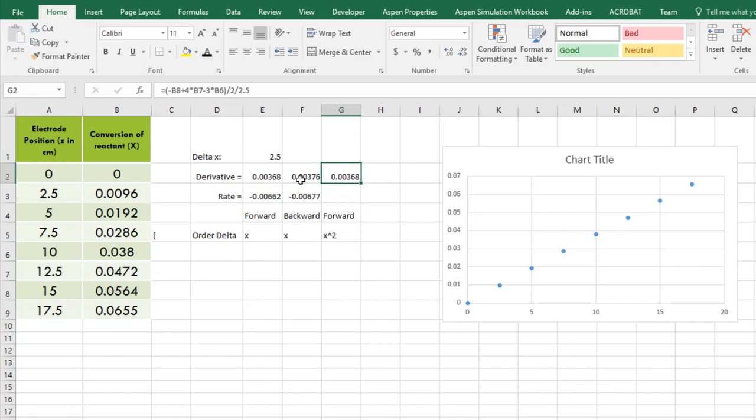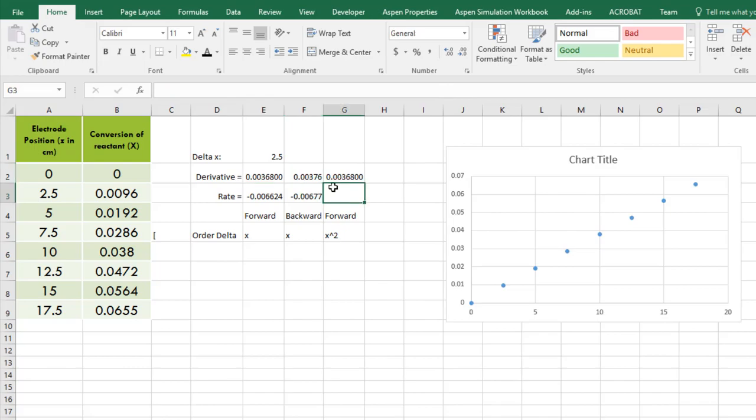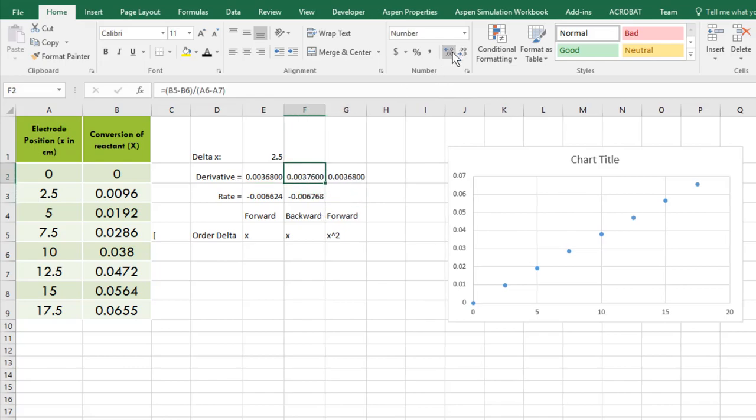Okay. Now it happens to agree to that many sig figs. I'm just going to show you a fuller set of digits here for these. Okay. And if I copy this because that part won't change, I end up with that. And I could do the same thing for the backwards finite difference, but let's look at the central.